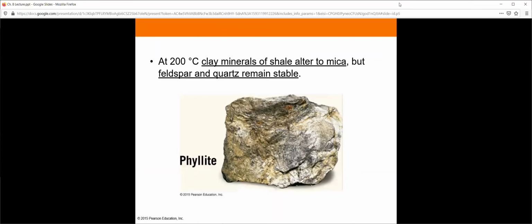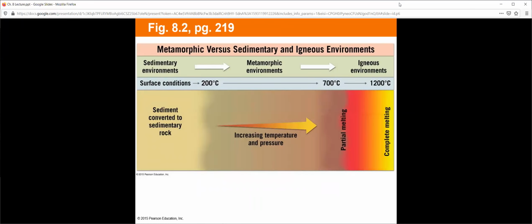At 200 degrees Celsius, clay minerals, for example, of a shale, let's say, can alter to mica. But the feldspar and quartz, in this example, remain stable because they do not alter at that amount of temperature. So we can have things like a phyllite up here. Phyllite is a mica-based rock, but it can have little chunks of, say, feldspars, garnets, quartzes, what have you, in it that haven't changed because you have not reached a high enough grade of metamorphism.